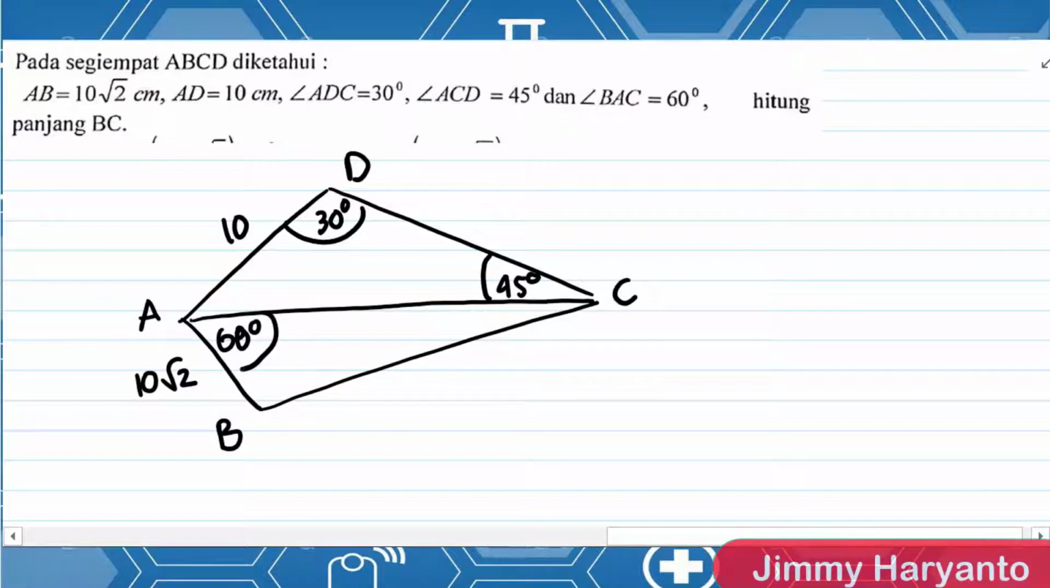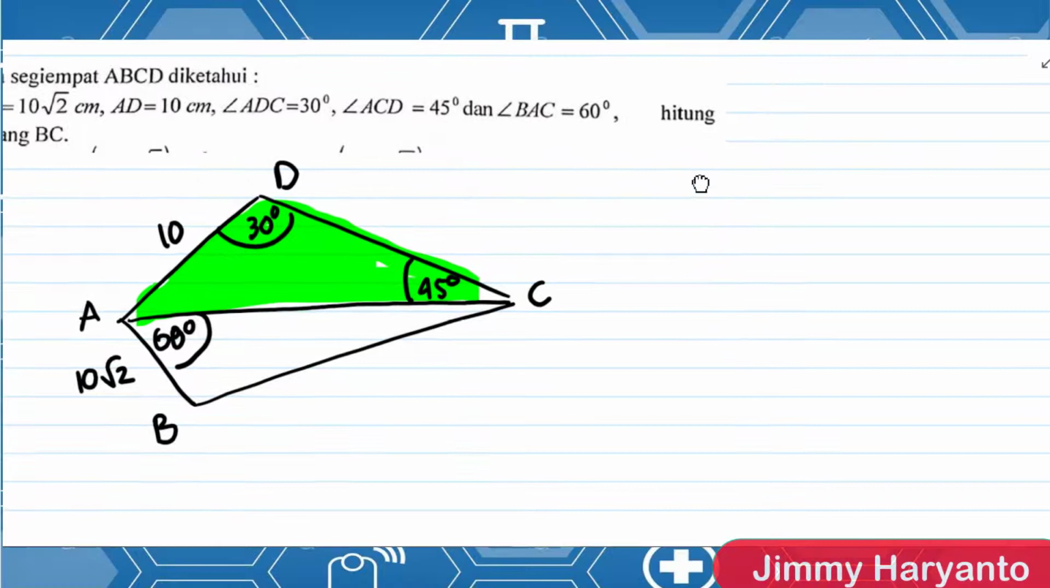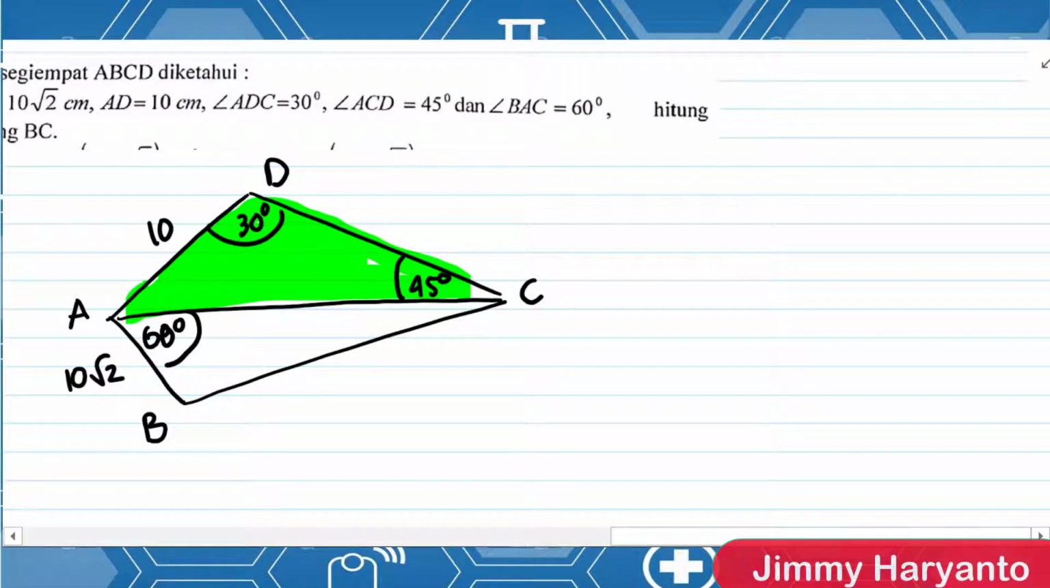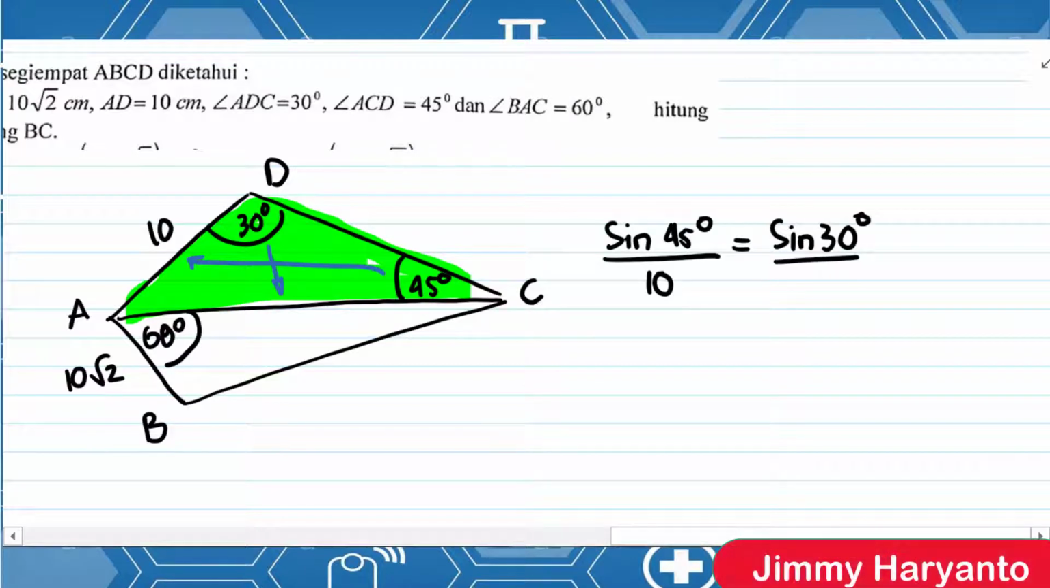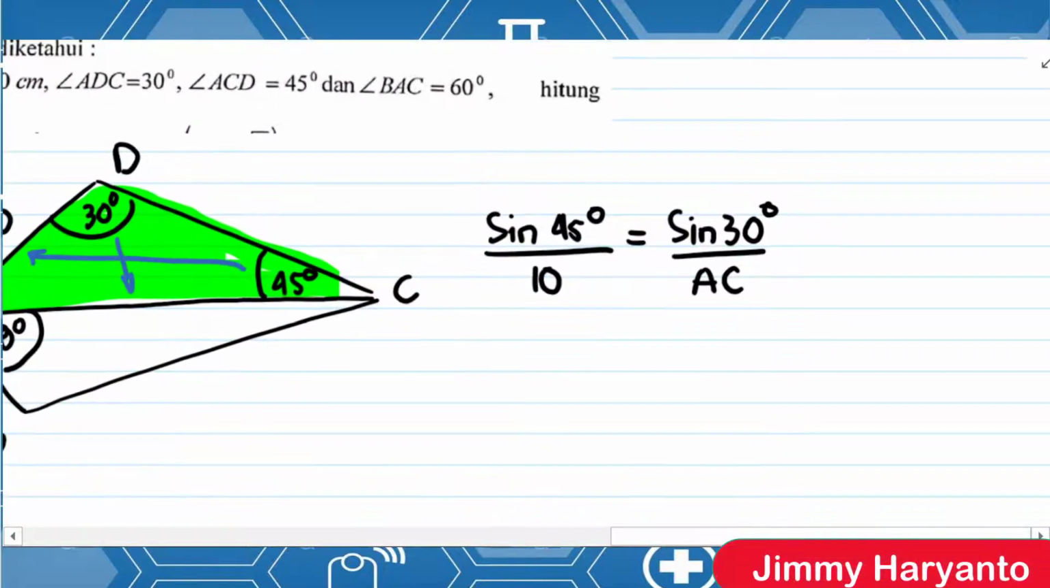Just like that. So for this one, I will use the top triangle first, because for the top triangle we have more information. For the top triangle, we have two angles, 30 and this one, 45, with that one. So I will write sine 45 over 10 equals sine 30 over AC. So I will have AC from here.